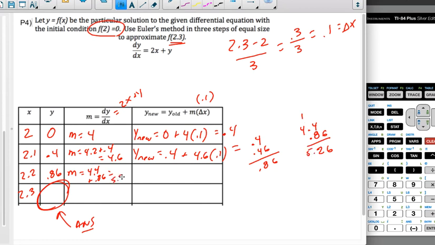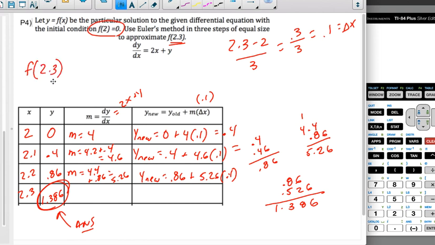This is a 5.26. So my new y is a 0.86 plus a 5.26 times 0.1. So again, the nice thing about multiplying by 0.1, right, is that it just becomes 0.526. So I'm going to get 0.86 plus 0.526, and I'm going to add straight down 6, 8, and when I carry the 1, I get 1.386. So 1.386.